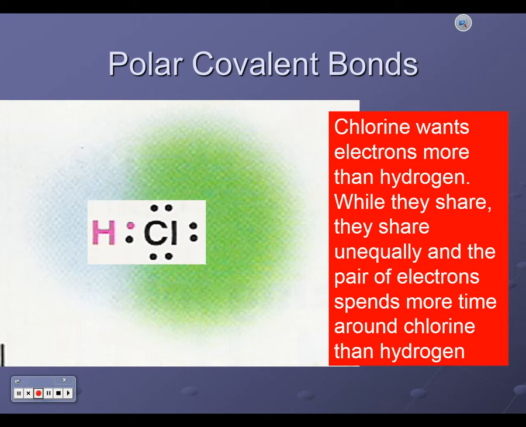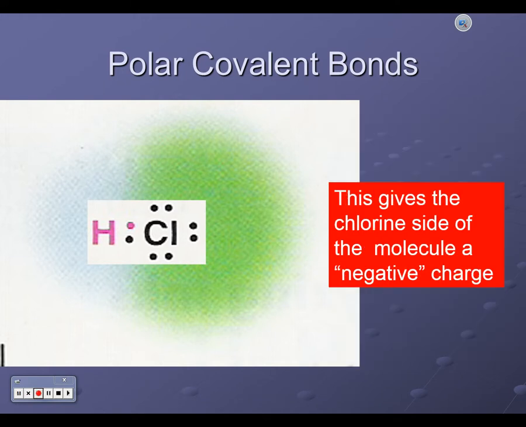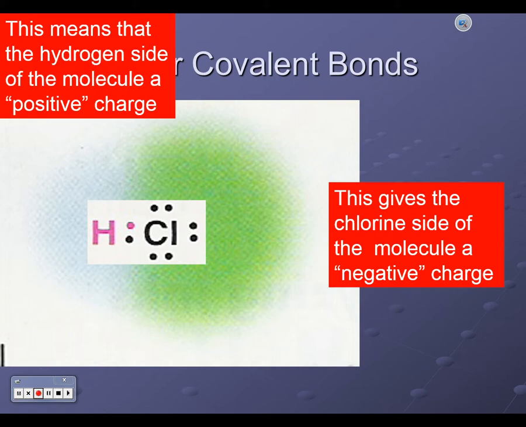If electrons are spending more time by chlorine than they are by hydrogen, what's going to start happening over here on the right-hand side of that molecule? More electrons means it's going to be negative. Now, here's where we have to make a distinction. Anions become negative when they get electrons from somewhere else. We're talking something like that, but not to that extreme. Remember, these atoms are still sharing this pair, but not evenly. So, chlorine becomes negative or negative-ish, where hydrogen becomes positive or positive-ish.